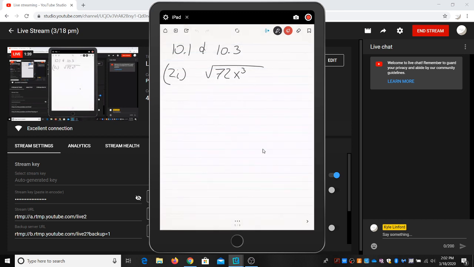Let's see if I can get my stylus to connect. Okay. Well, one factorization I know is the square root of 9 times the square root of 8 is the same thing as the square root of 72. So I can break it up into those factors. And 9 can break down into 3, but then the square root of 8 can also break down into the square root of 4 and the square root of 2. Now the square root of x cubed can break down into the square root of x squared and the square root of x.